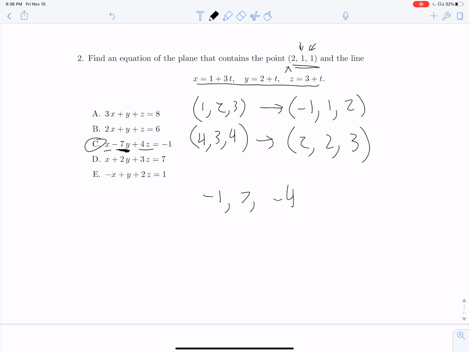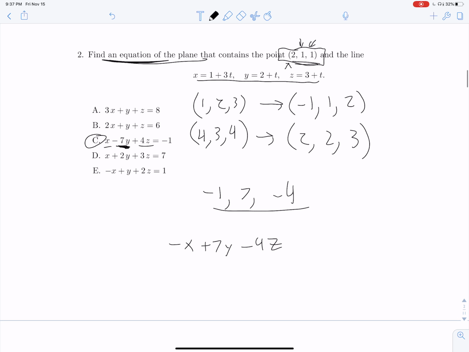It's important to realize they do this sometimes. The question says find an equation of the plane, so this actually does satisfy things. If we take -x plus 7y minus 4z, and plug in 2, 1, 1, which we know is a point on the plane, we get -2 plus 7 minus 4, which is 1. And you can see how inverting all of the signs in our equation, or rearranging it, will give us answer choice C.